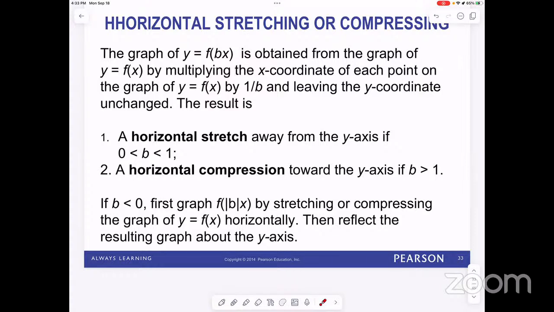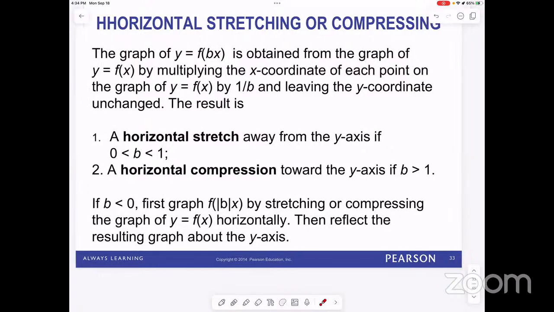If b is negative, first graph the absolute value of b times x by stretching or compressing horizontally, and then we flip horizontally over the y-axis. Right? Okay. And I think that might be all 10 of our transformations. We had two for vertical shifts up and down, 2 for horizontal shifts side to side, 2 reflections, either flipping vertically or flipping horizontally, 2 for stretching and compressing vertically, and then 2 for stretching and compressing horizontally. And that's a total of 10 different transformations, right?